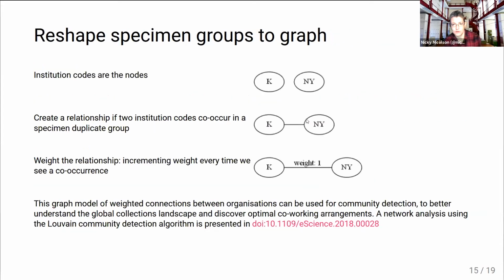So the building of a network model of the institutions in botany was done just following these three steps. We made institution codes the nodes. So here I've shown Kew and New York. We built a relationship between the nodes if the two institution codes co-occurred in a specimen duplicate group. And we weighted it. So every time we saw those two institutions co-occur, we just incremented the weight. So you end up with a weighted graph, which represents the strength of the relationships between different institutions. And then we can run community detection on that graph.